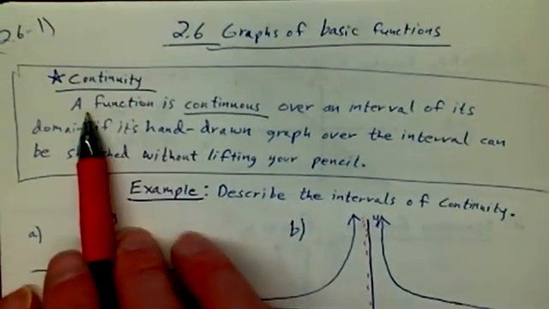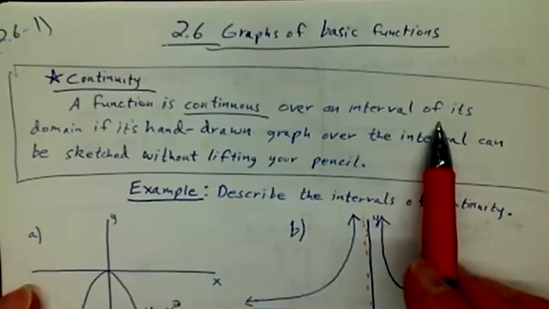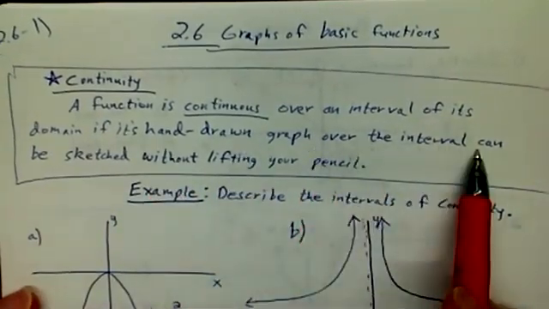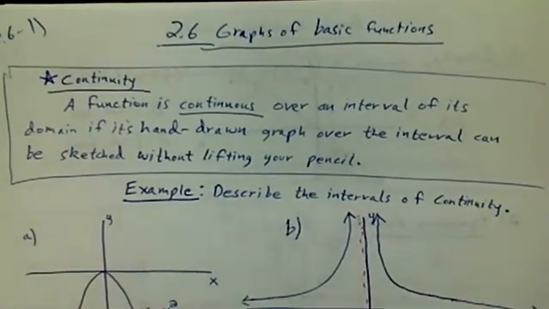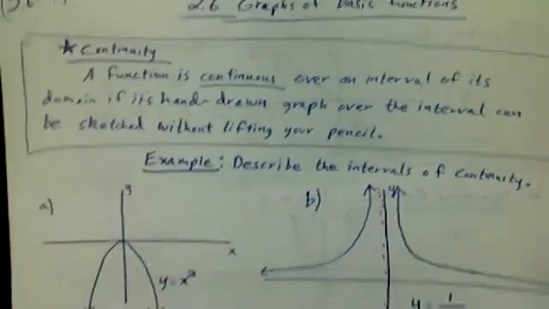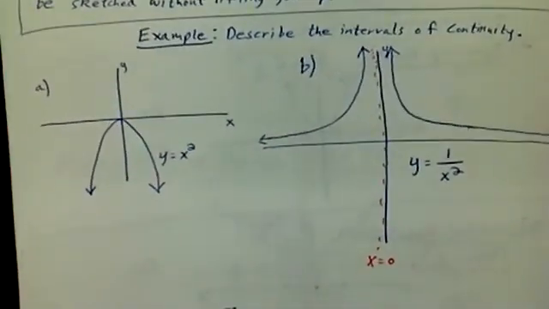Okay, before we do that, I want to talk about continuity, which is a pretty important idea. And we say a function is continuous over an interval of its domain if its hand-drawn graph over the interval can be sketched without lifting your pencil. Okay, so that means it's nice and smooth. There's no breaks in the graph. That means we don't have to lift our pencil. So, example, describe the intervals of continuity. So I want to know, when is it continuous?